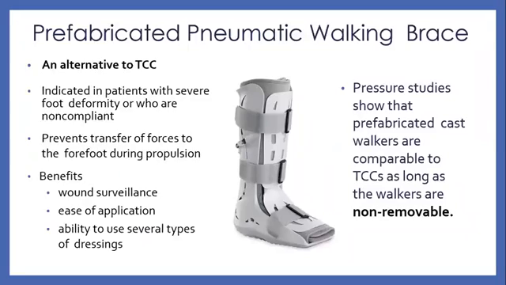There's also what's called a prefabricated pneumatic walking brace. This can be used as an alternative to a total contact cast. It's indicated in patients with severe foot deformity or who are non-compliant, and prevents transfer forces to the forefoot during propulsion. The benefits to a prefabricated pneumatic walking brace is that if this patient has a wound, it's easier to keep an eye on the wound. They're easier to apply. And with this, you are allowed to use various dressing bandages for wound care. Pressure studies show that prefabricated cast walkers are comparable to total contact casts as long as the walkers are non-removable, because the patients could always just take it off.